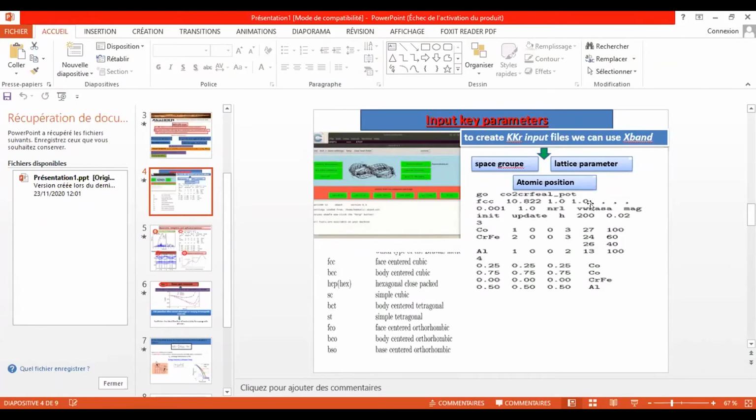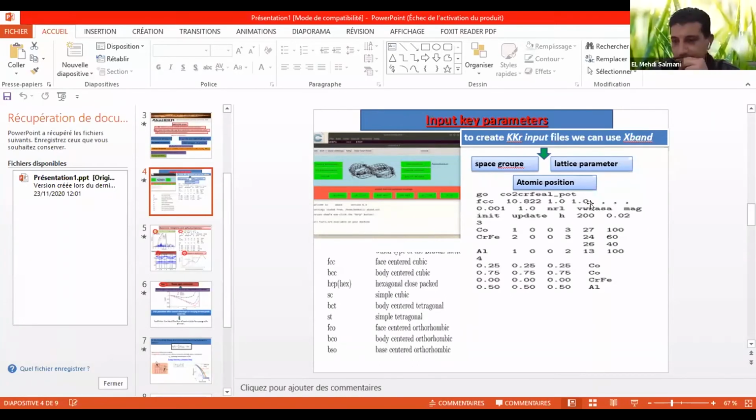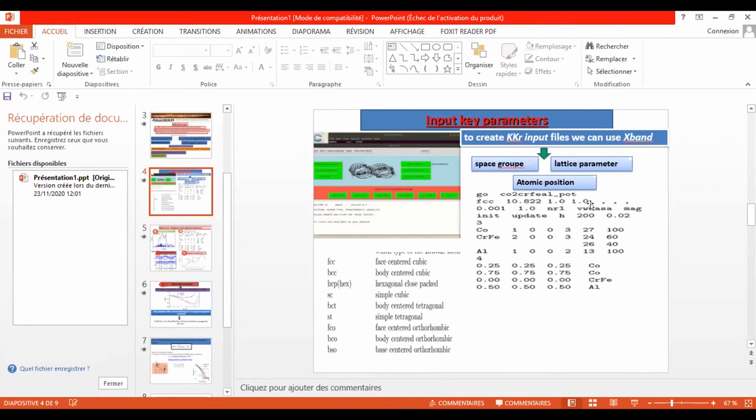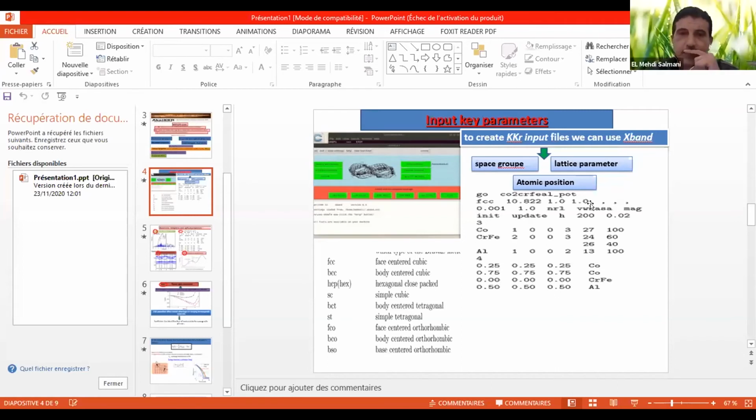Yes, there is another question from Mohammed Youssef Messous: can we calculate the emission spectrum as optical properties with this code? Well, it is usually used to calculate the X-ray magnetic dichroism with this code.